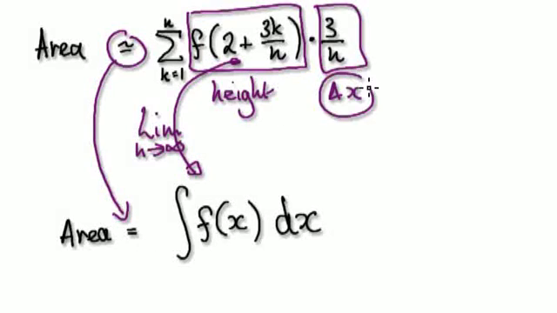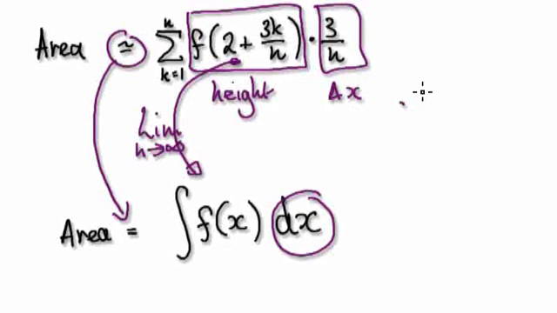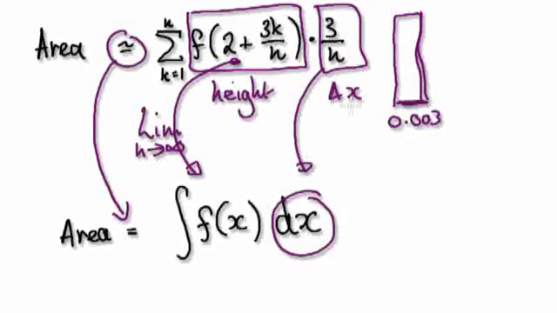Now this delta x here is really the width of our rectangle. But then once you've applied the concept of limits, it becomes dx. So you can think of this delta x as being, let's say, the width of the rectangle, say 0.003. So there's a slight width to this rectangle. Once you've applied the concept of limits, this delta x, this width here, becomes dx.